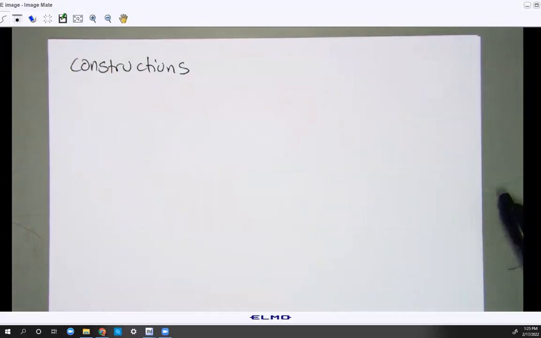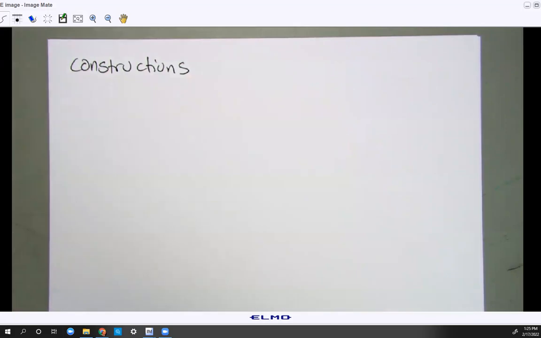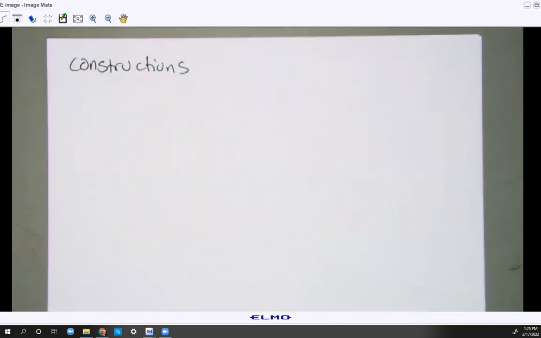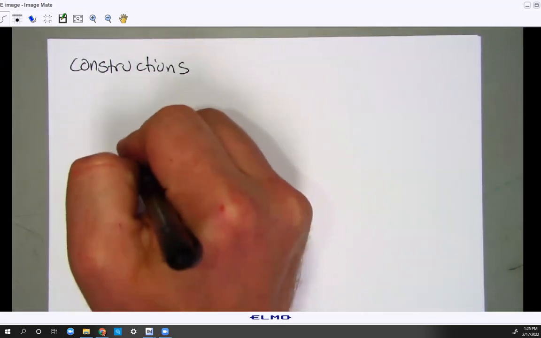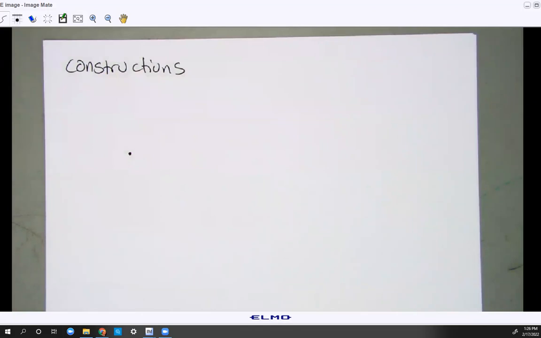Hello, I'd like to talk to you about constructions. So when you start a construction and you're looking at a blank page, it can be a little bit overwhelming. So one of the things I like to do is to make sure that I give myself a point to put my compass point down.